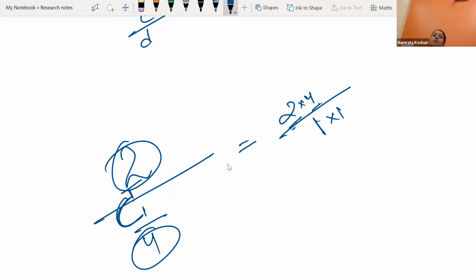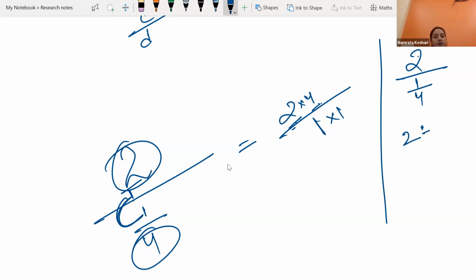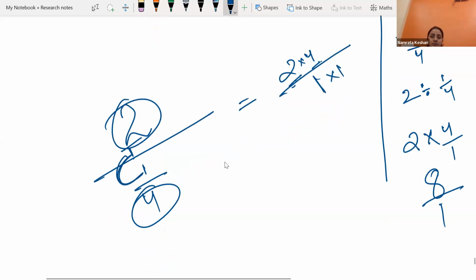Okay, if we were solving this using the concept, we should still be clear that we have 2 divided by 1/4, which is our fraction. And from here we are getting 2 into 4/1, and from here we are getting 8/1. So that is the concept and this is the short trick. Are you getting it?